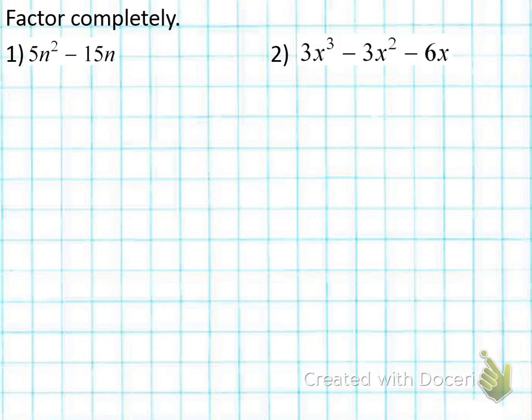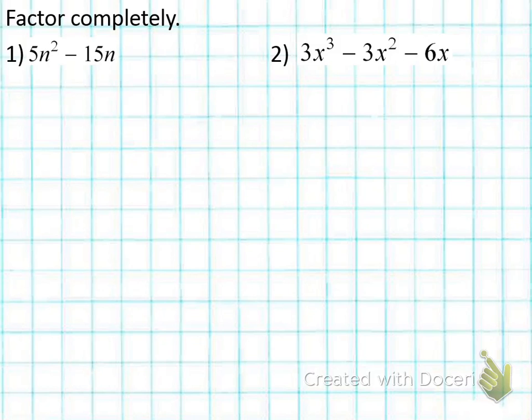So watch up here, pencils down. Here we go. Numbers 1 and 2, watch carefully. Numbers 1 and 2, it says factor completely. So when we factor, we break it apart until we can't break it apart anymore. Okay, so in number 1, it says factor completely, 5n squared minus 15n. First thing I always check for is the GCF, okay? Is there a GCF on number 1?